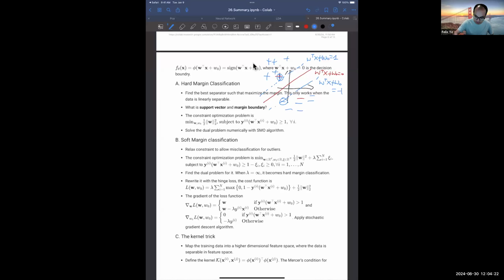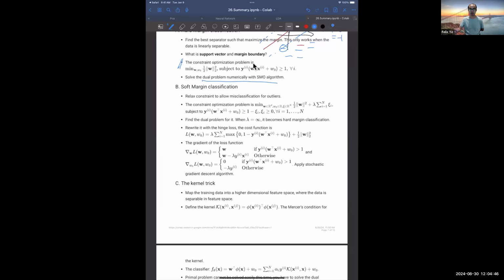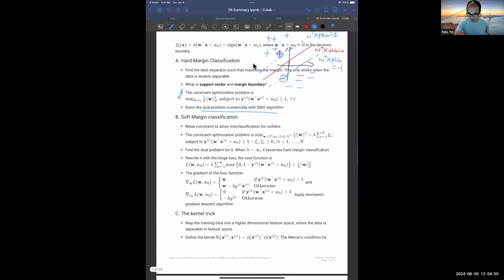So we come up with this constrained optimization problem. This is a hard margin, so we don't allow any misclassifications. This is a constrained optimization, and the whole problem can be solved numerically with the SMO algorithm. Sometimes it's not a good idea to have such strong restrictions, because our data can have outliers. It will be much nicer to relax this constraint a little to allow certain misclassifications for outliers.